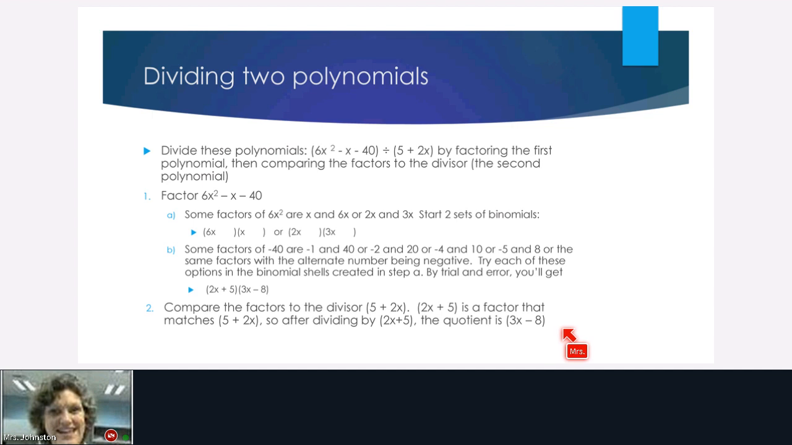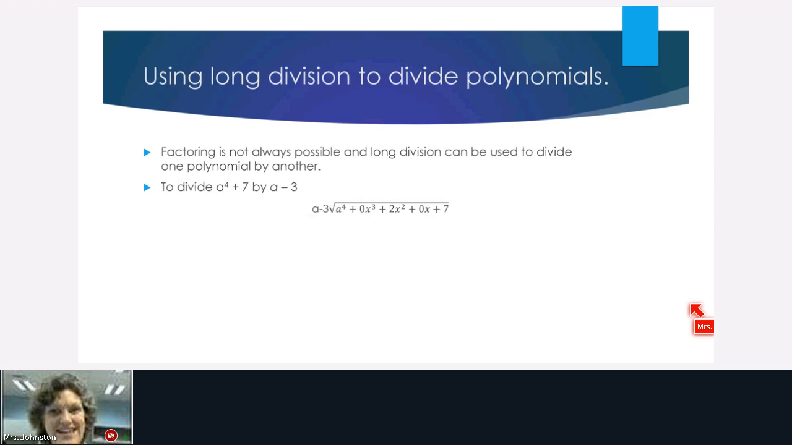It doesn't always work out, but that's one method that you can choose if you have to divide a trinomial by a binomial. Another method you can use is long division. This may seem tedious, but it can be used with any size polynomials. And here's how it works. I think you have one problem on your test where you actually have to write this out. So you might want to write this down on your paper so you have it handy.